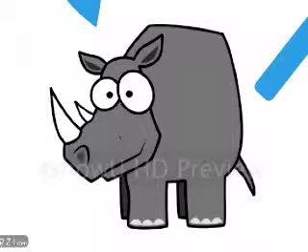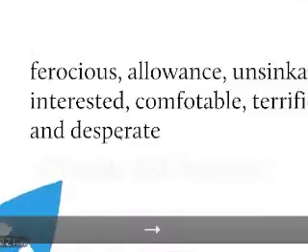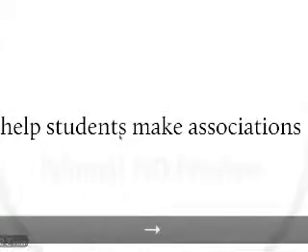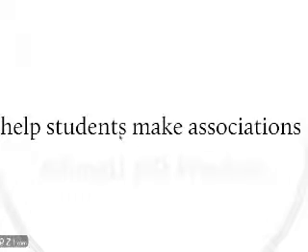To begin, rhinoceros would be a Tier 3 word that the teacher would have to build background knowledge on. In this book, there are very good words that could be used to challenge the students while still providing them with the instruction that they need. For example, in this story, there are plenty of great words that could be used like ferocious, allowance, unsinkable, interested, comfortable, terrific, and desperate. Now that we have the words, we can help students make associations with them.